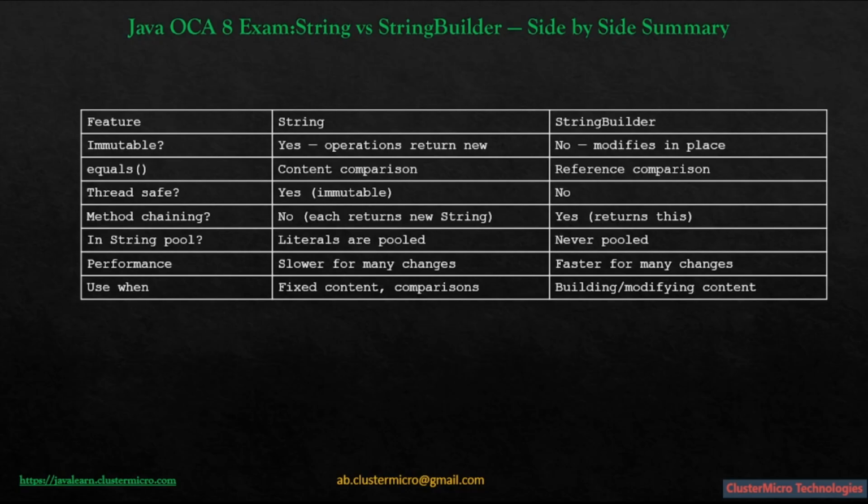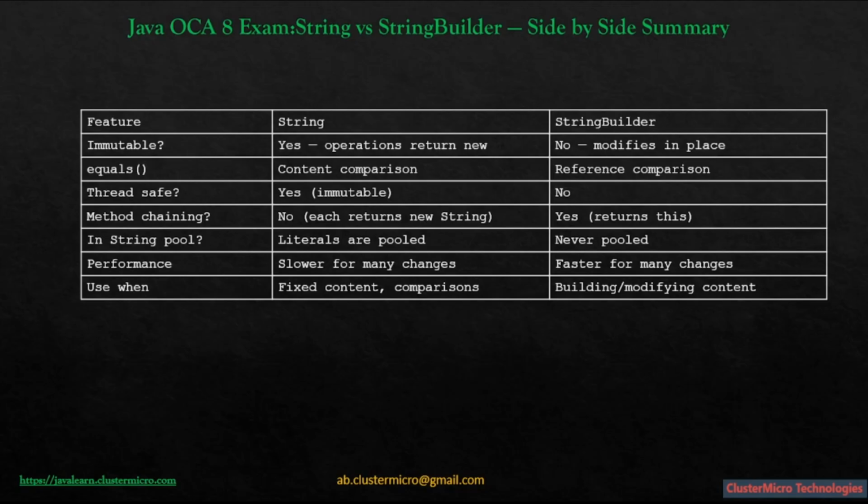Performance. If we are making many changes to text, appending in a loop, building up a message piece by piece, String is very slow. Every change creates a new object and discards the old one. In a loop of 1000 iterations, you create 1000 String objects. You have to remember that. StringBuilder is fast for this. One object modified in place, no garbage created. If you are mostly reading and comparing fixed content, String is perfectly fine and simpler to work with.